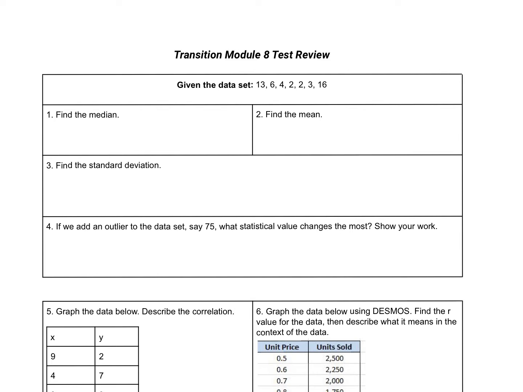And the first thing we want to do is find the median. So remember, in order to calculate median, your values have to be in order. So 2, 2, 3, 4, 6, 13, 16. And then you start crossing them off starting at the end. And we end up with 4 as our median.